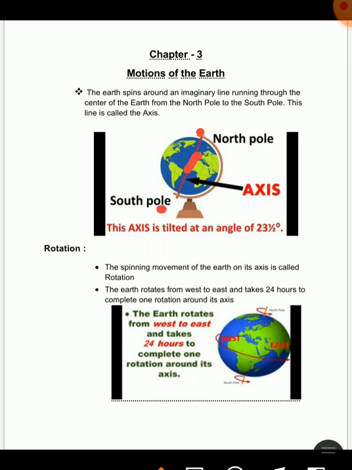So the next term is rotation. The spinning movement of the Earth on its axis is called rotation. The Earth rotates from west to east and takes 24 hours to complete one rotation around its axis. In the given diagram, you can see, with the help of the arrow, I am trying to explain from west to east how the motion is happening.